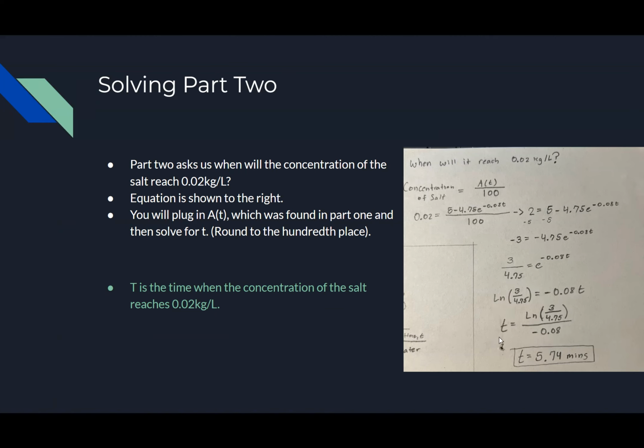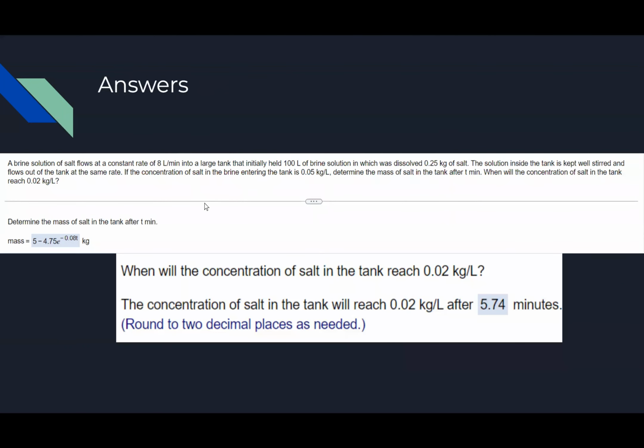And then you should get your final answer, and you want to make sure you round it to the hundredths place. And this right here is pretty much what the solution would look like.